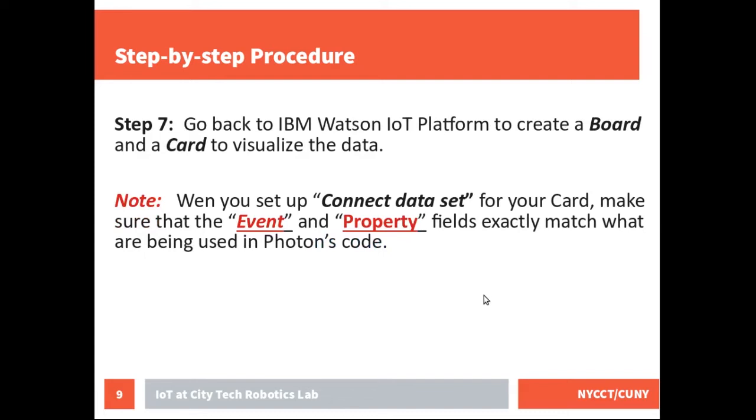Step 7. Go back to IBM Watson IoT Platform to create a board and a card to visualize the data. Note, when you set up a connected dataset for your card, make sure that the event and the property fields exactly match what is being used in Photon's code. That's the reason why in the previous step I mentioned keeping a record of the event ID and the data property, because you need to use that information right here.